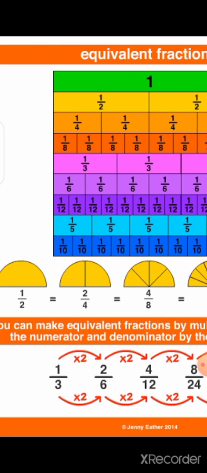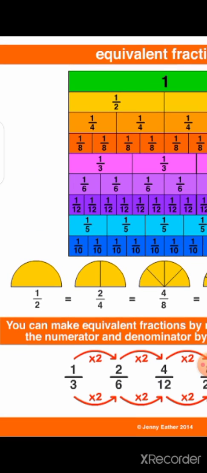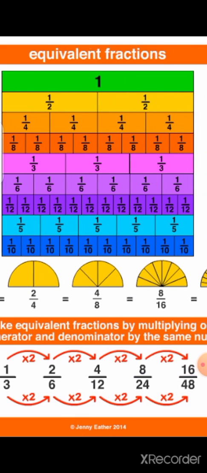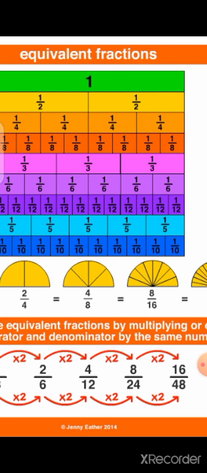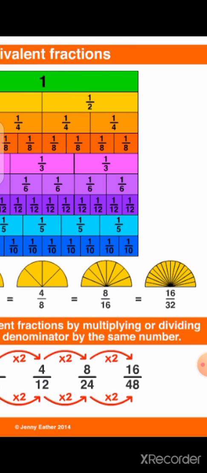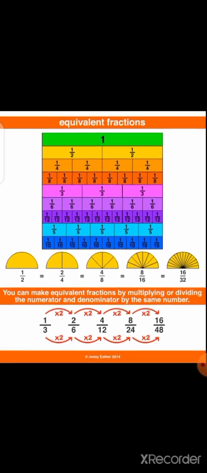Here is the example of half circle. 1 over 2 is equal to, the same quantity is divided into two equal parts and it is equal to 2 over 4. And the next one is 2 over 4, when you multiply by 2, you will get 4 over 8. After 4 over 8, the same quantity which is shaded you will get in equivalent form when you will multiply 4 over 8 by 2. You will get 8 over 16. That is equal to 16 over 32. So these are equivalent fractions.